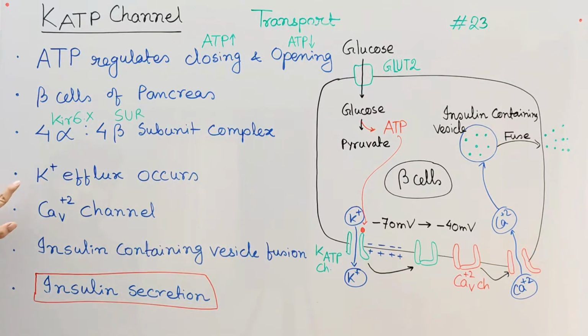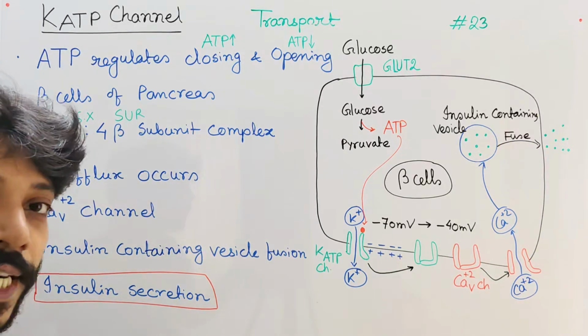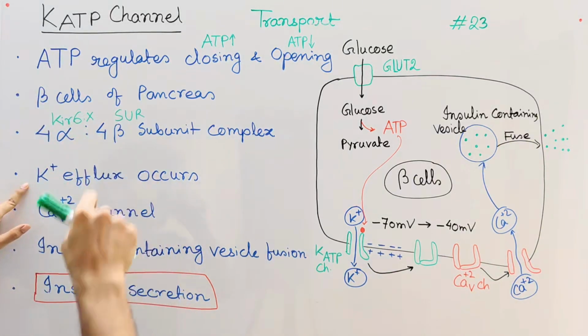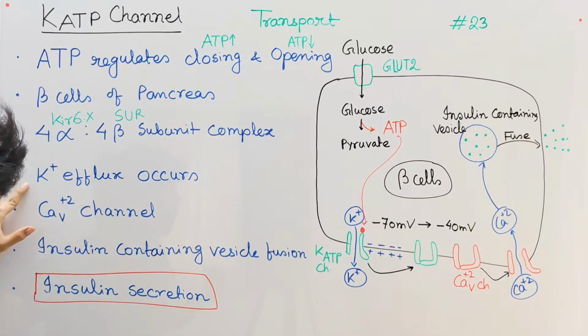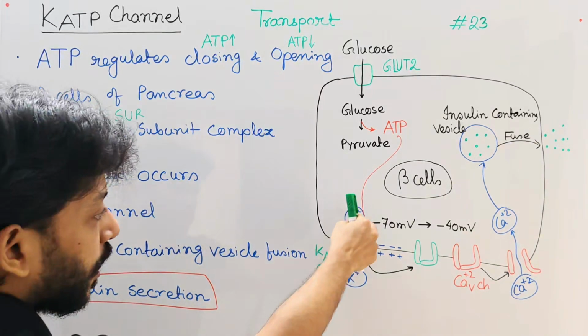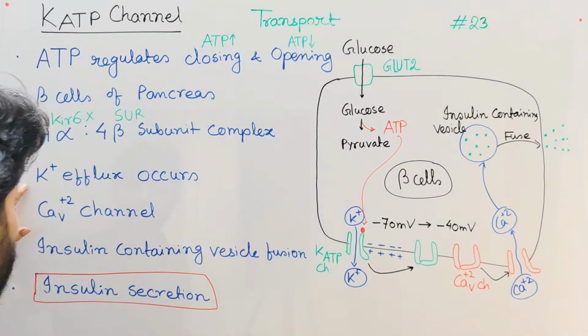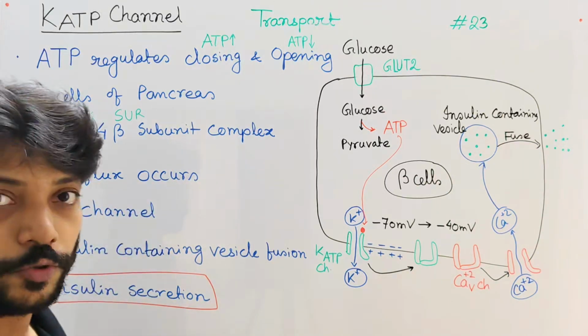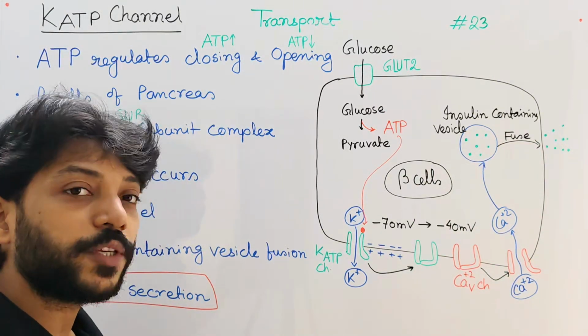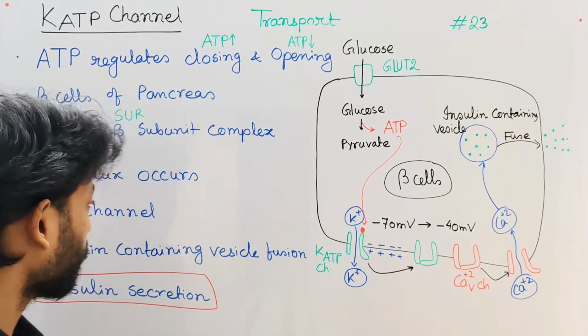Now in general, when the cell is in resting condition, the potassium channel remains open, and through these potassium channels, potassium comes out. That is why it is called potassium efflux. So through this channel potassium efflux occurs in resting conditions.